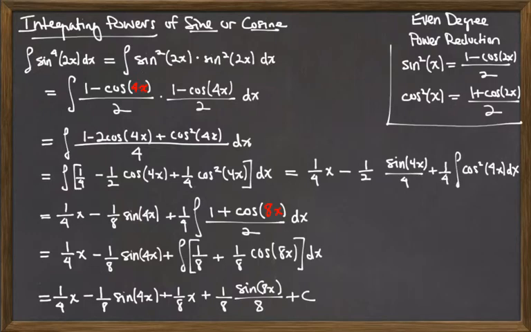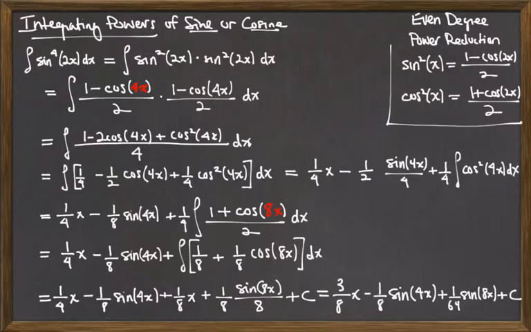Notice there are a couple of terms here. There is 1/4 x, there is 1/8 x. They can be combined, and that will be 3/8 of x. Then I have my sine term with the 4x, so minus 1/8 sine of 4x. And then we simplify this term. This is 1/8 times 1/8, so that would be 1/64 of sine of 8x.